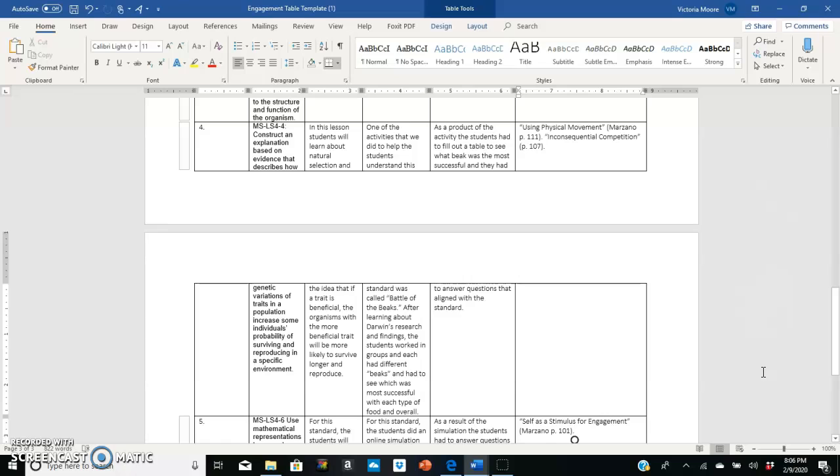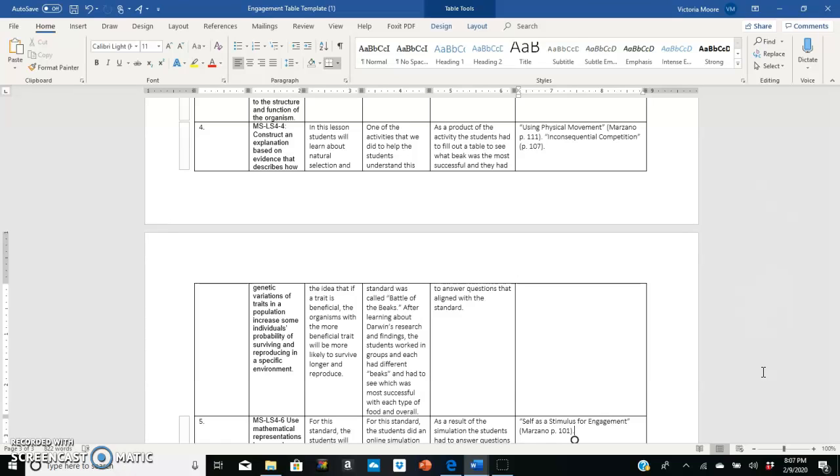The next standard I want to talk about is MSLS 4-4, conduct an explanation based on evidence that describes how genetic variations of traits in a population increase some individuals' probability of surviving and reproducing in a specific environment. So in this lesson, students learned about natural selection and the idea that if a trait is beneficial, the organism with the more beneficial trait will be more likely to survive longer and able to reproduce more and have more successful offspring. So the activity that I wanted to spotlight this on was called Battle the Beaks.